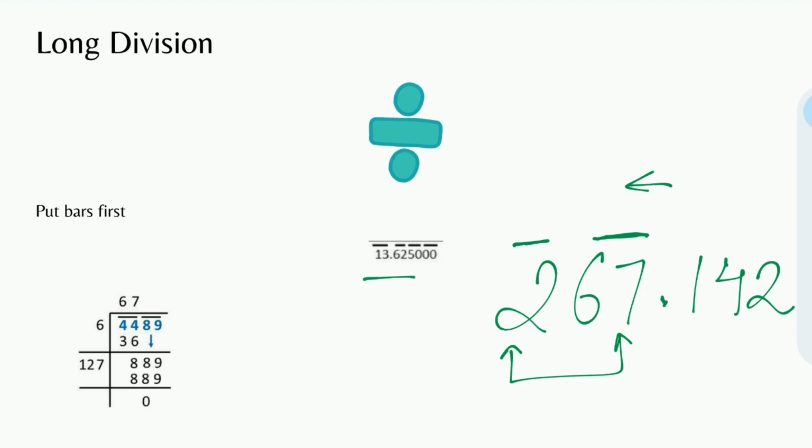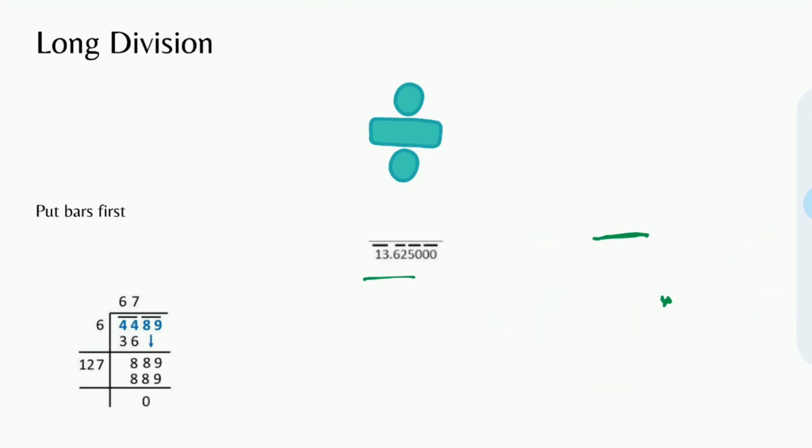After that, we have the other side of the decimal. On the other side of the decimal, you have to put the bars the other way, from left to right. Hence, the bars will be on 14 and on 2. This will help you solve the long division.